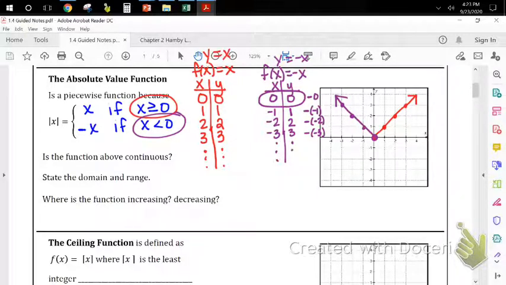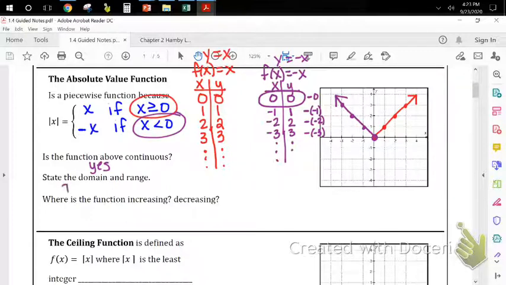And so there's our absolute value function, graphing it using piecewise functions. And we know from Algebra 2 that an absolute value function is graphed as a V. So it asks us, is the function above continuous? Yes, this one is continuous. We can draw that function without lifting our writing utensil.